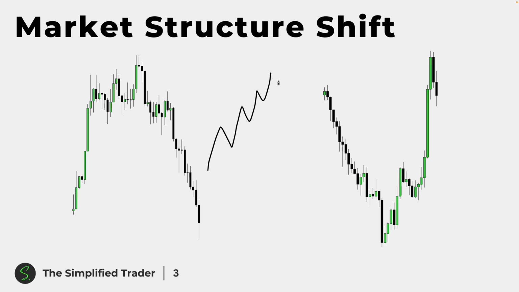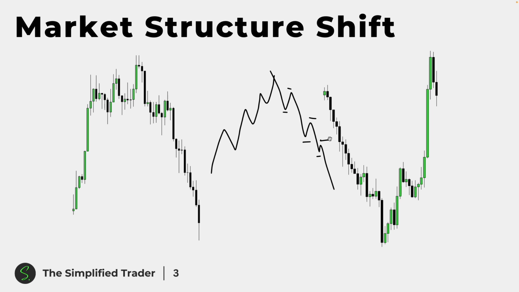That is also known as a market structure shift. Now we went from a bullish environment to a bearish environment where we make lower lows and lower highs. Here we have a lower low, lower low, lower low. Here we have a lower high, lower high, lower high. So that is also known as a market structure shift or a shift in structure.